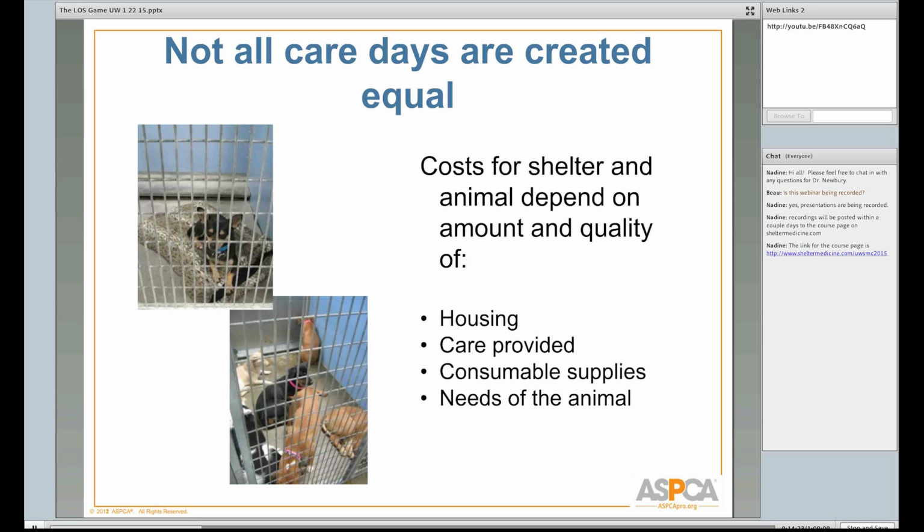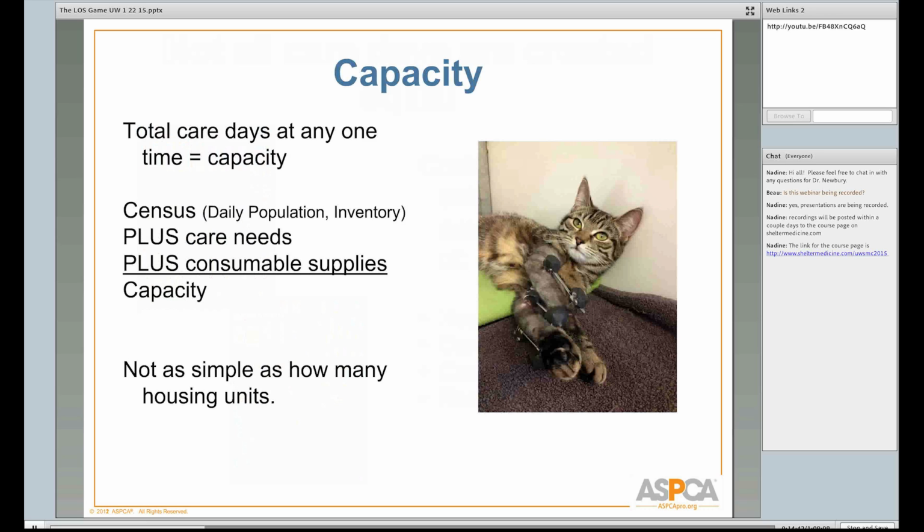So the housing, the care provided, the consumable supplies, and then also the needs of the animal. It may be much less expensive to care for a healthy one-year-old dog than it is to care for a senior dog or a puppy. So we have to consider all of those things when we talk about it. When we talk about capacity of an organization, usually what we're talking about is the total care days at any one time, which equals the physical capacity that they have.